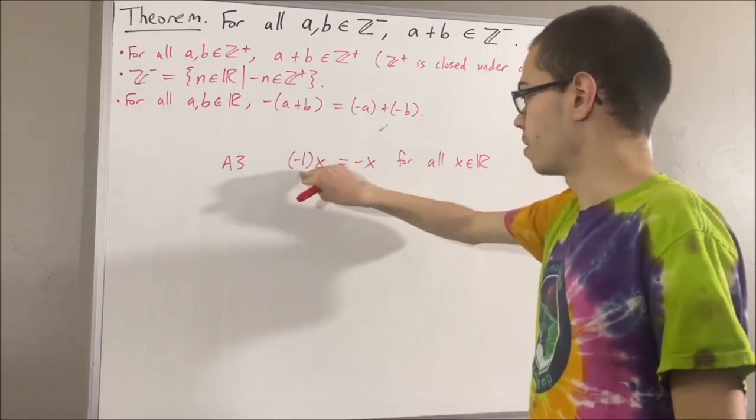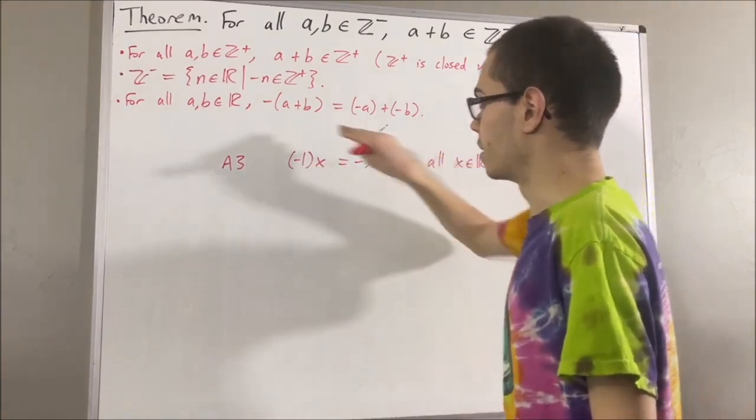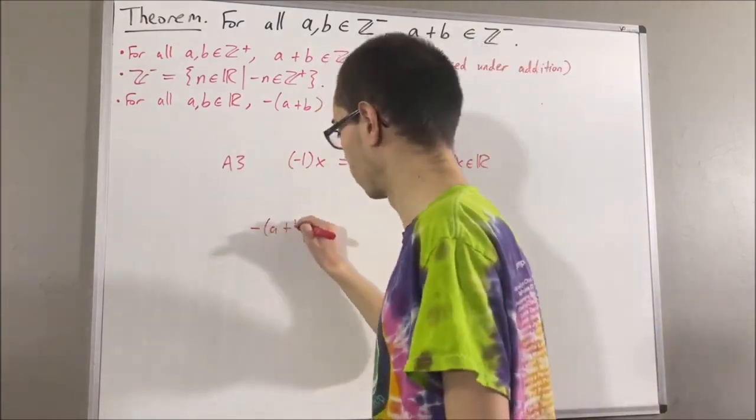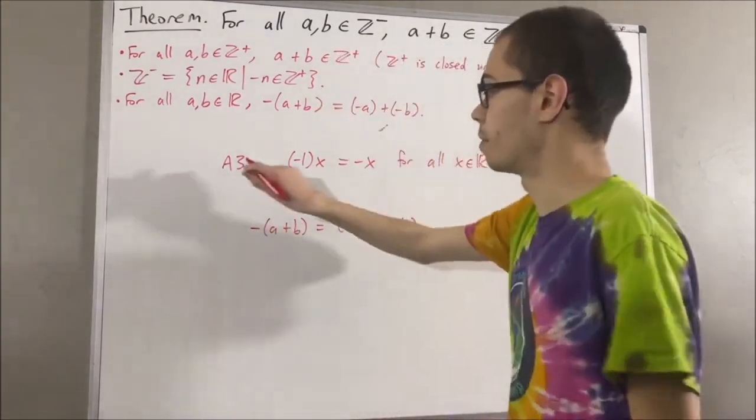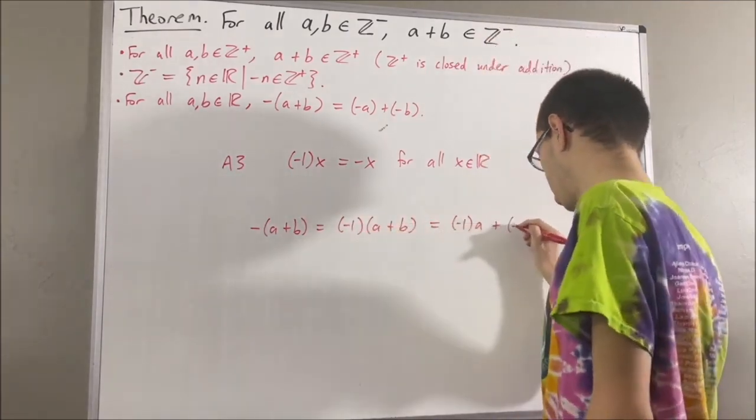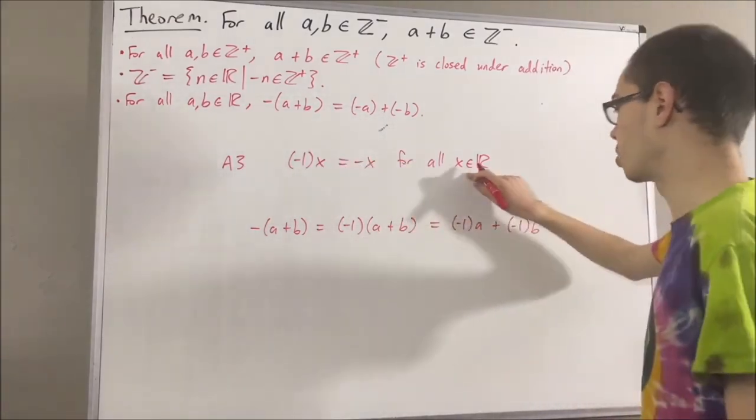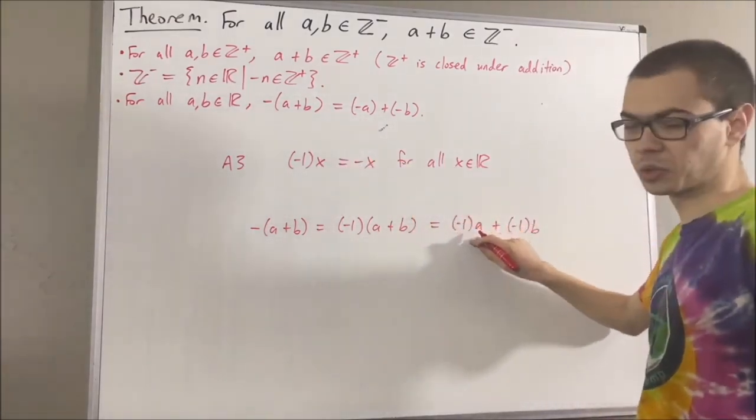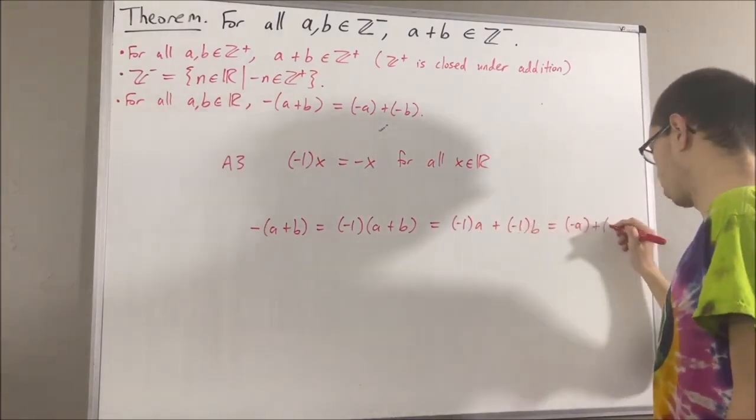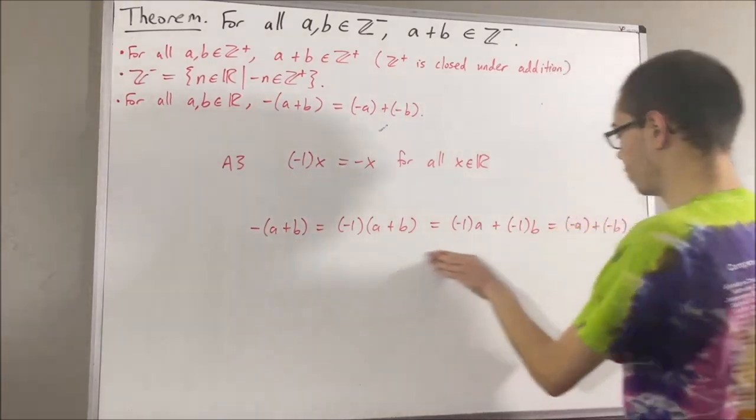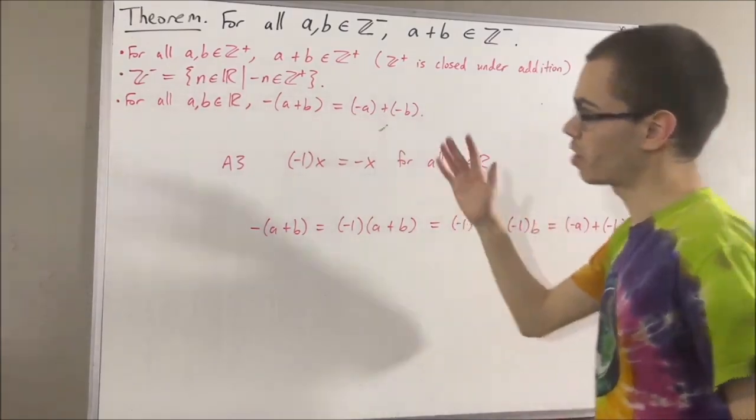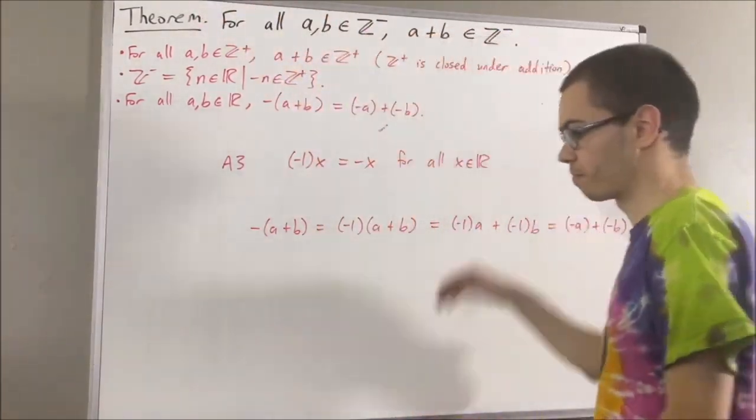So first, by our preliminary result, the negative of a plus b is equal to negative 1 times a plus b. So then, by axiom 3, we can distribute the negative 1 across this parentheses. And then, by this result again, negative 1 times a is equal to the negative of a, negative 1 times b is equal to the negative of b. So, through this chain of equalities, we have shown that these are equal. Okay, so now let's get into proving this theorem.